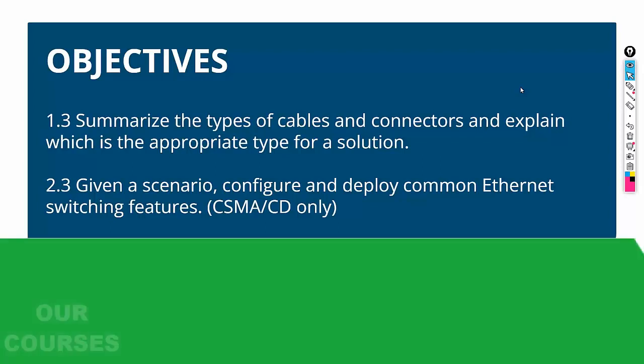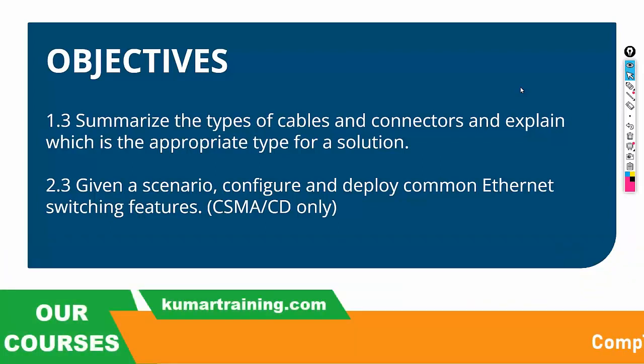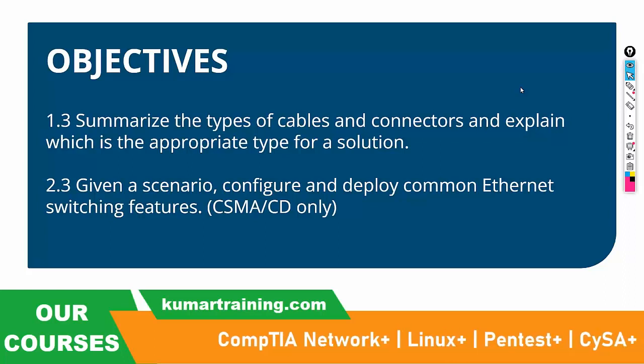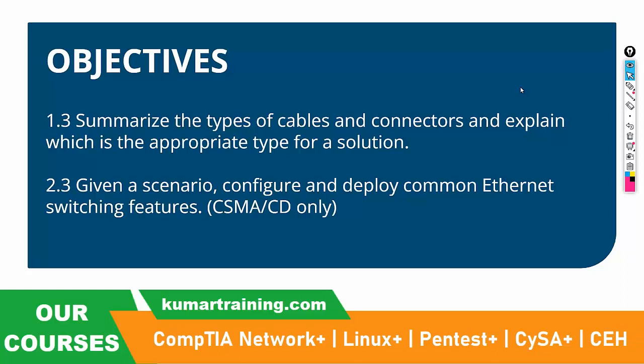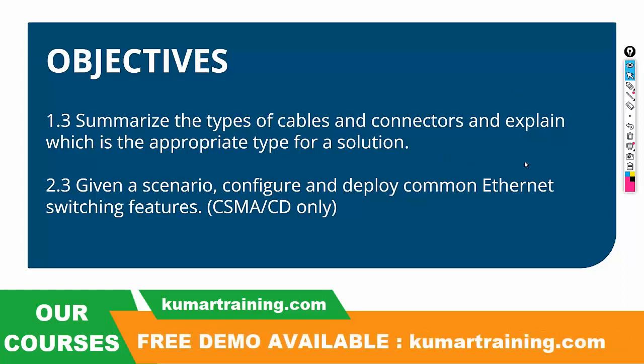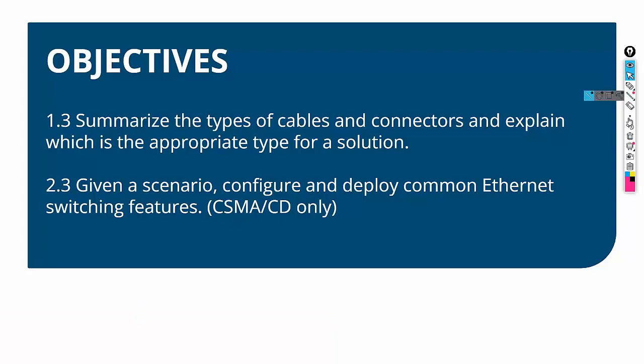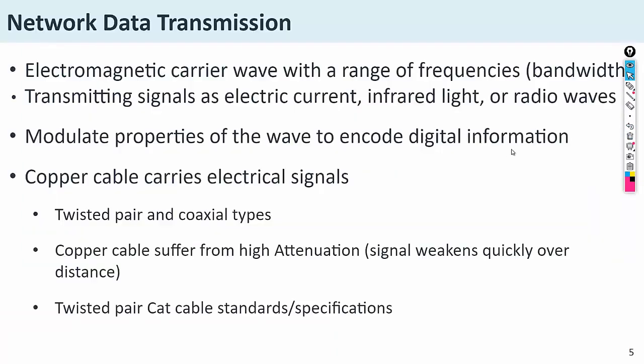1.3 is summarize the types of the cables and the connectors and explain which is the appropriate type for a solution. Another is 2.3, given a scenario, configure and deploy common Ethernet switching features, and CSMA/CD. We will discuss only CSMA/CD in this, right? So first we are going to discuss the network data transmission.